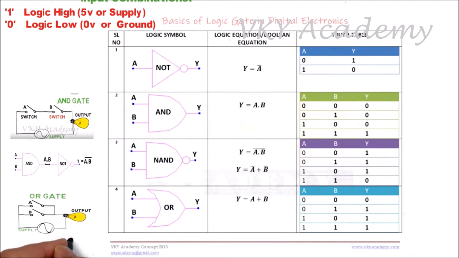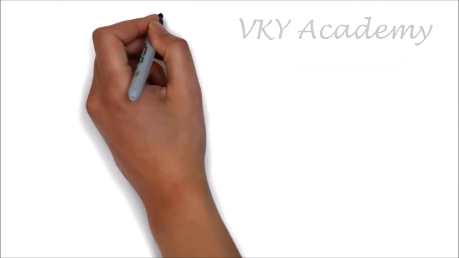The next basic logic gate is an OR gate. The electrical network is shown here. Two switches A and B are connected in parallel, and the logic equation is Y is equal to A or B. This plus symbol is called logical OR. Now you can see in the truth table the output is equal to 1 if any of the inputs is equal to 1, and the output is equal to 0 if all the inputs are 0.